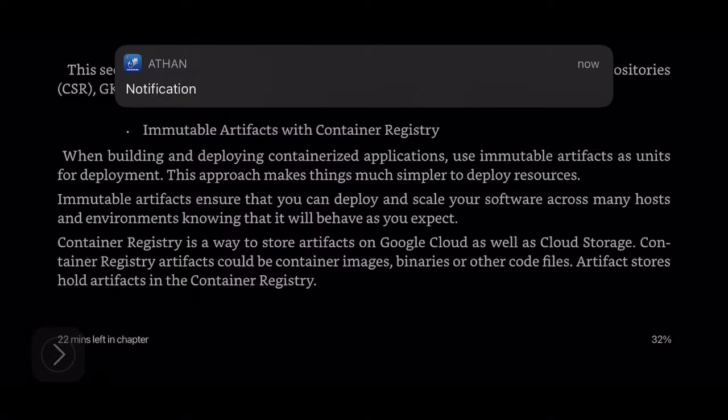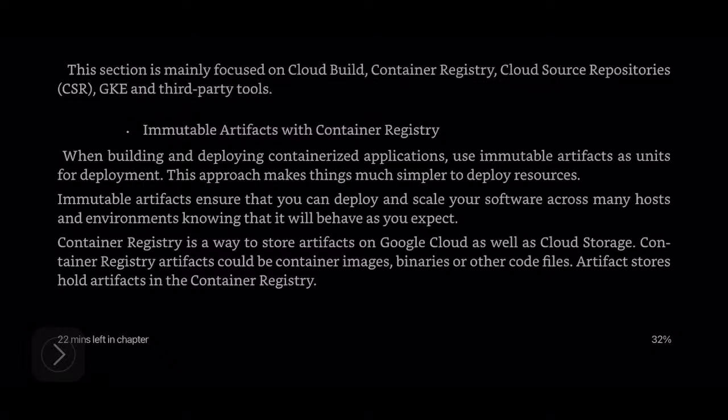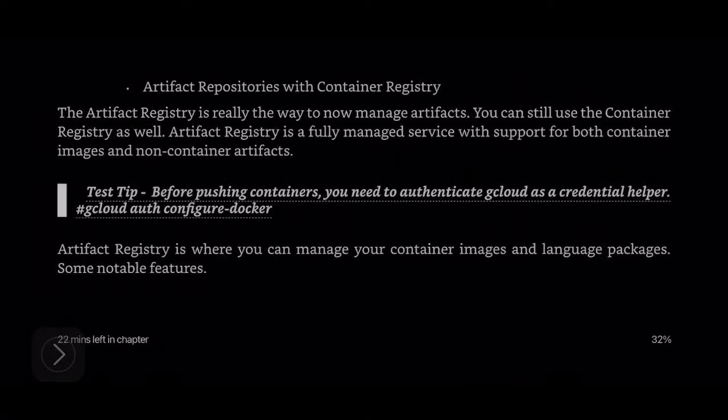Container Registry is a way to store artifacts on Google Cloud as well as Cloud Storage. Container Registry artifacts could be container images, binaries, or other code files. Artifact stores hold artifacts in the Container Registry. Artifact repositories with Container Registry. Artifact Registry is really the way to now manage artifacts. You can still use the Container Registry as well.